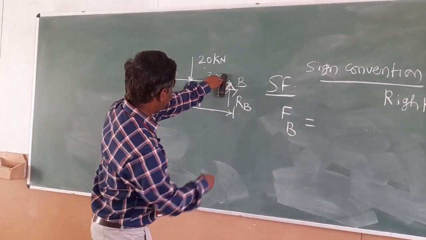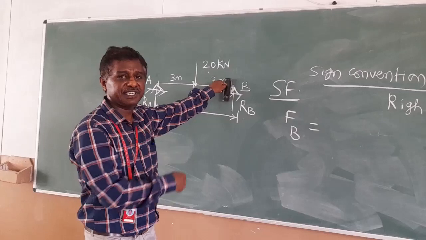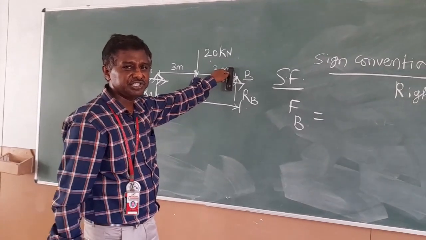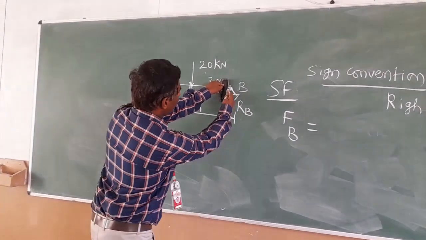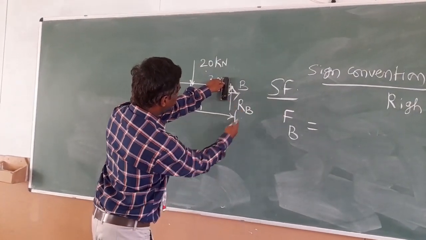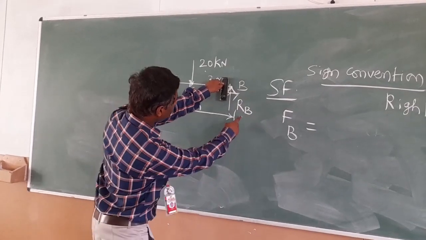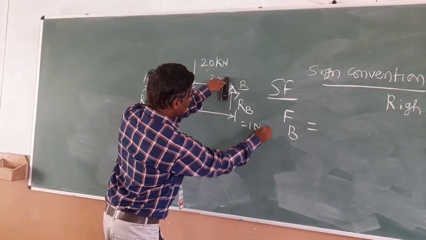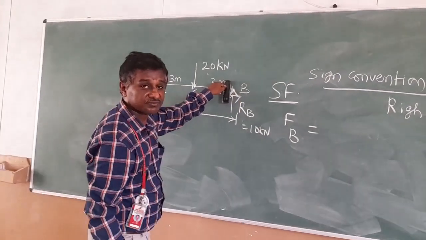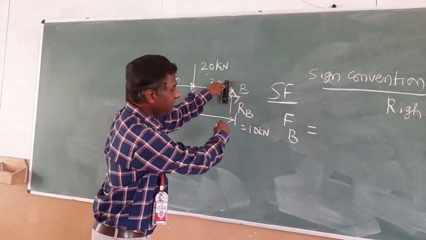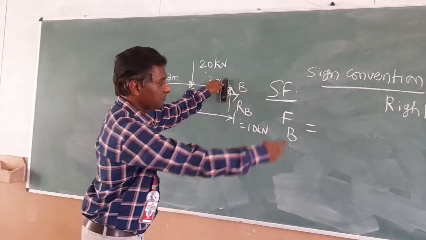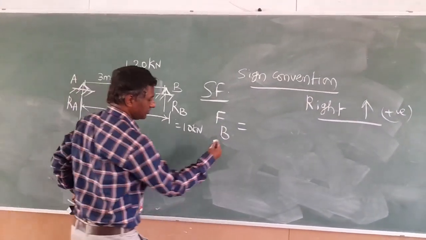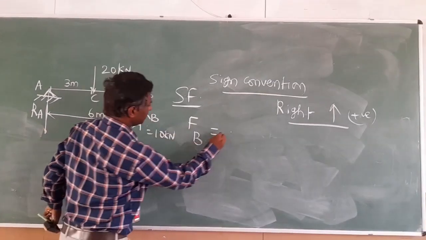From this point, we consider either the right side or the left side. Any one side we have to consider, not the whole thing. If you take the whole thing, that will be equal to 0. Okay. Consider the right side. If you take the right side, you have only one force, and the force is RB. RB was already found, that is 10 kilonewton. It is right up from the reference point, so it is a positive value. According to this, right up is positive. So FB equals RB, which is 10 kilonewton.